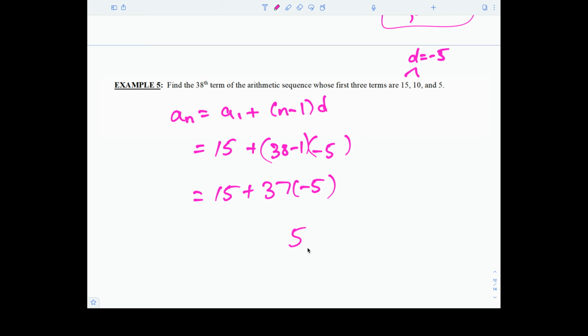This is 15 minus 185. So 185 minus 15 is 170, so the answer is -170.